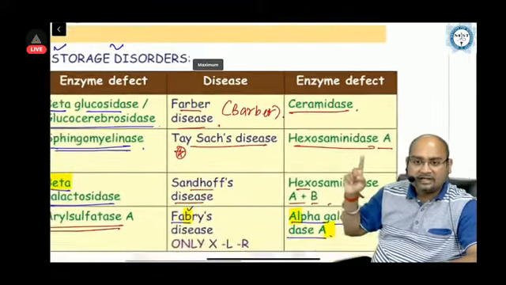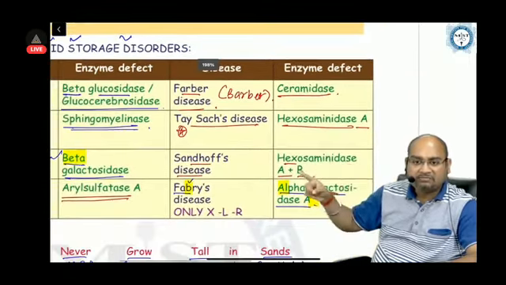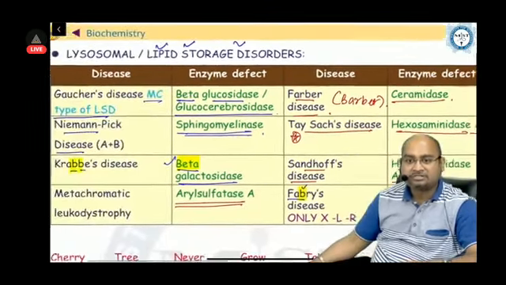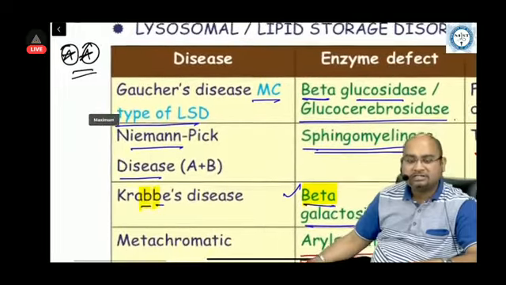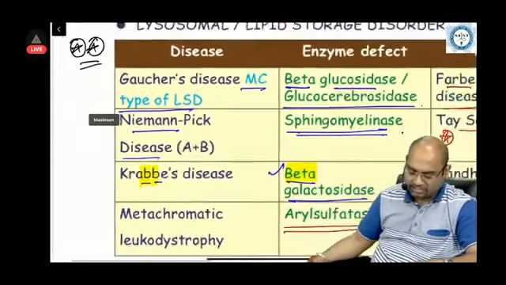Tay-Sachs disease, beta, hexosaminidase A, and A plus B, we have Sandhoff's disease. Niemann-Pick disease, beta, has been asked, sphingomyelinase.